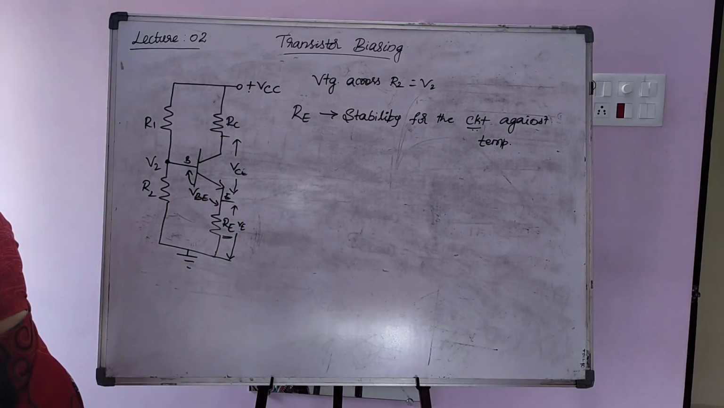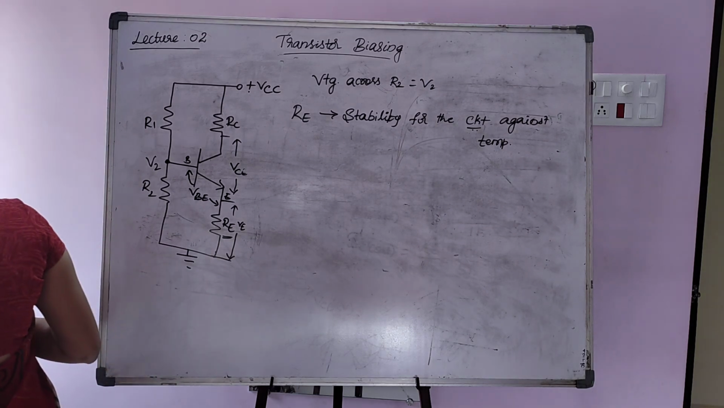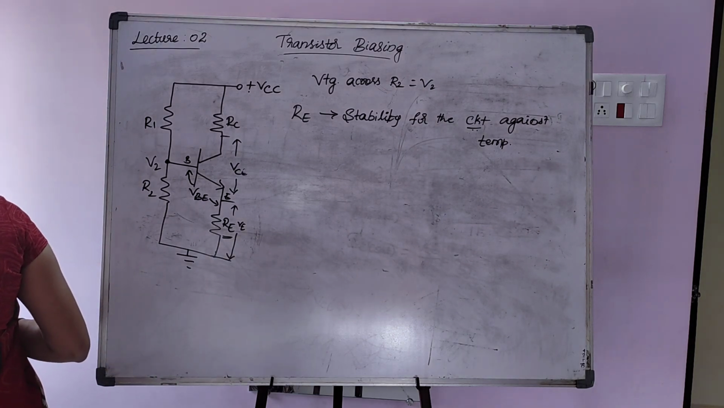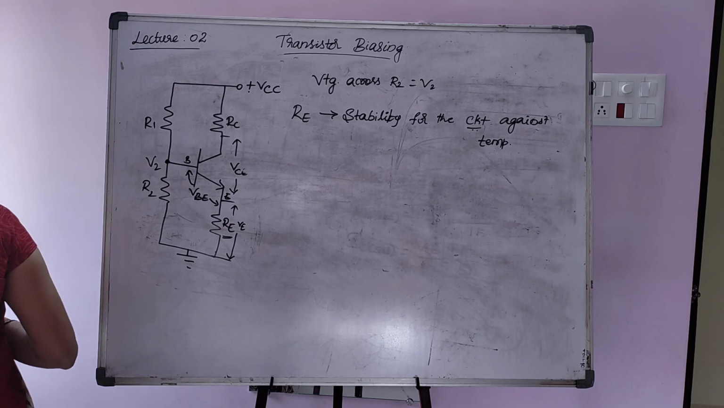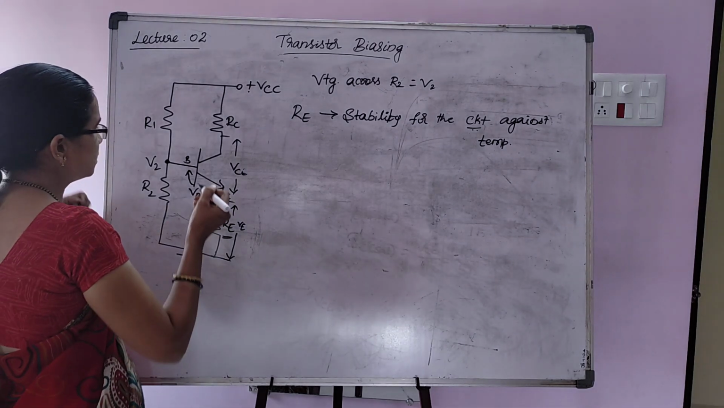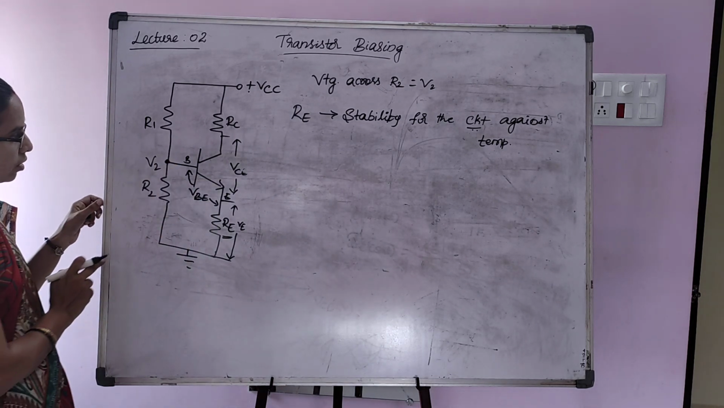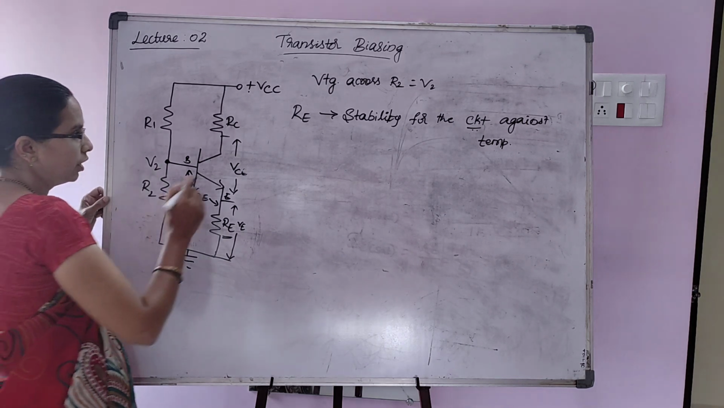Now we'll find out the endpoints of the DC load line. Before that, we'll analyze the circuit. V2 is the voltage at this potential.